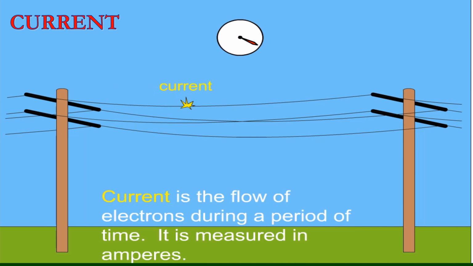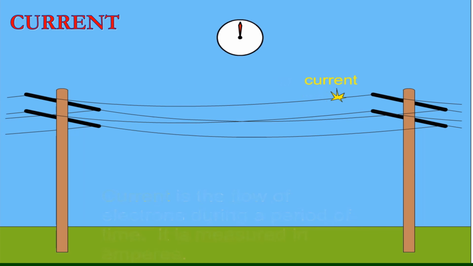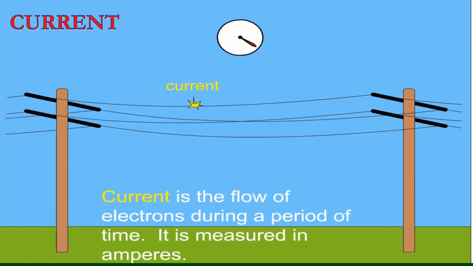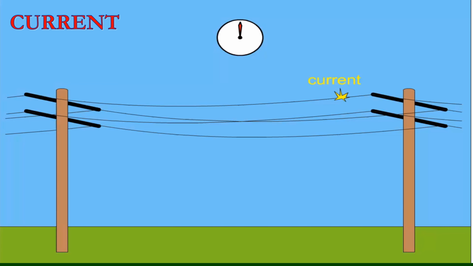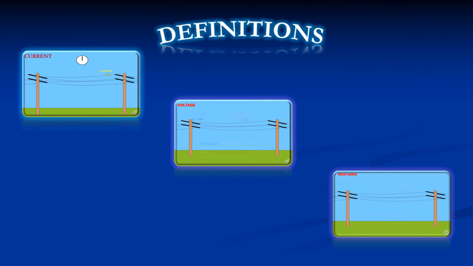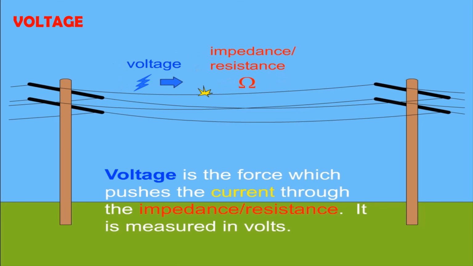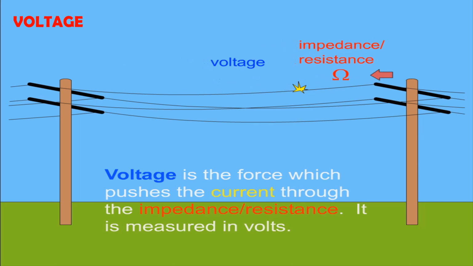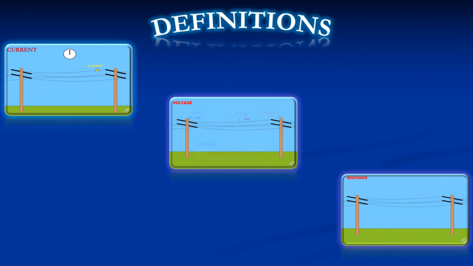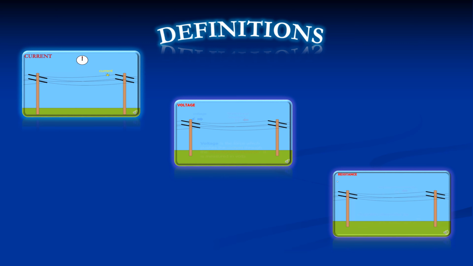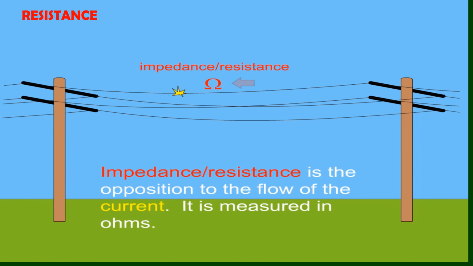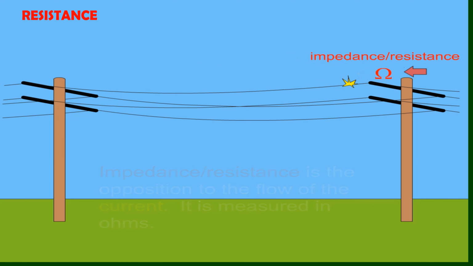Current is the flow of electrons during a period of time. While voltage is the force which pushes the current through the impedance or resistance. Impedance or resistance is the opposition to the flow of the current.